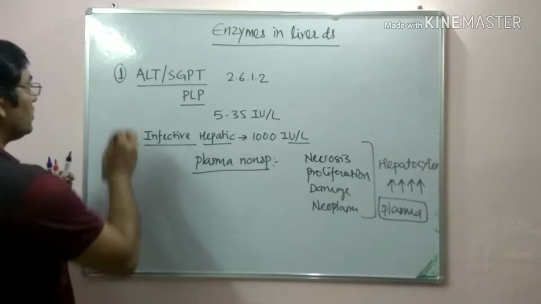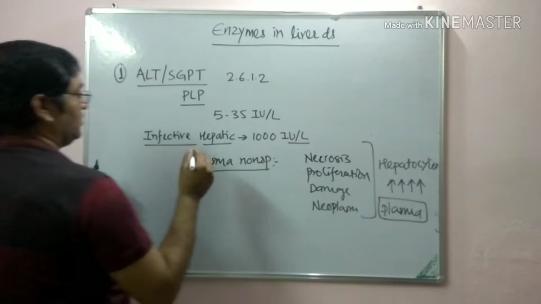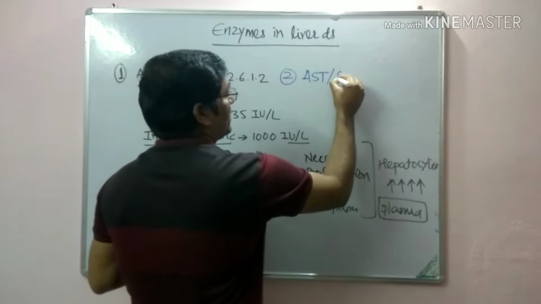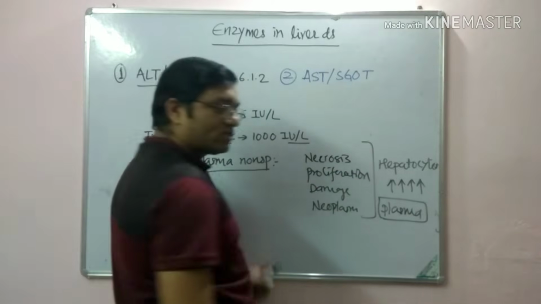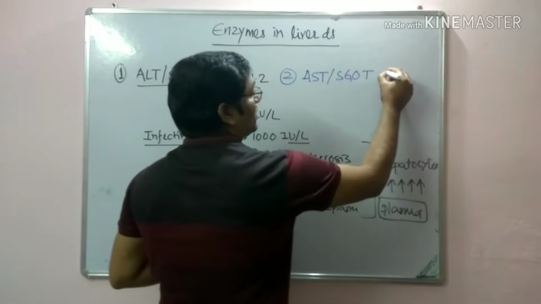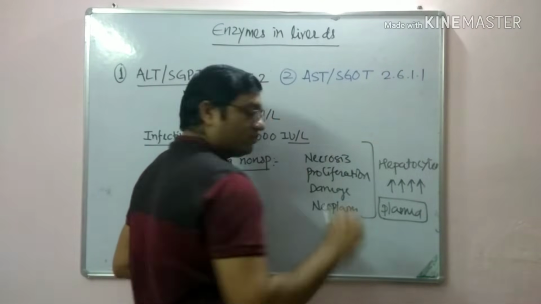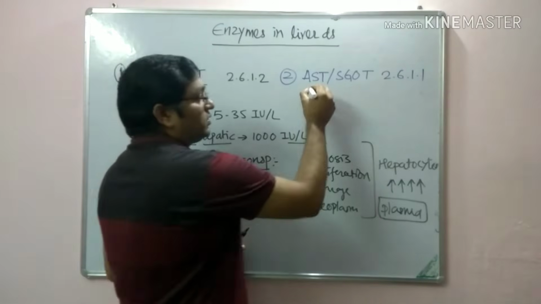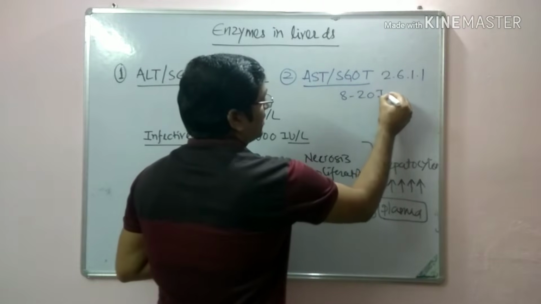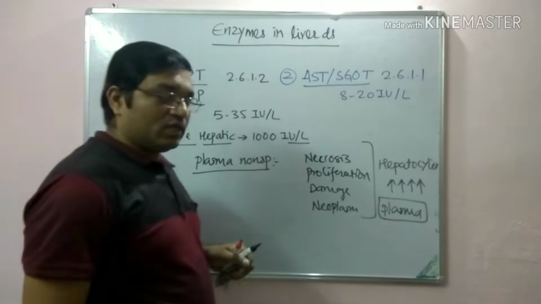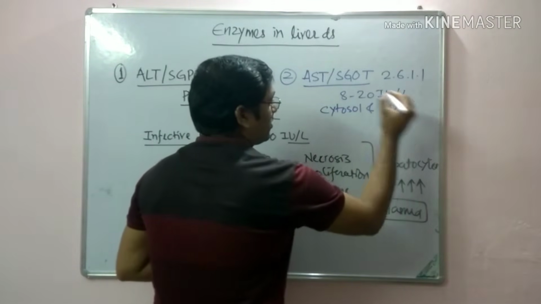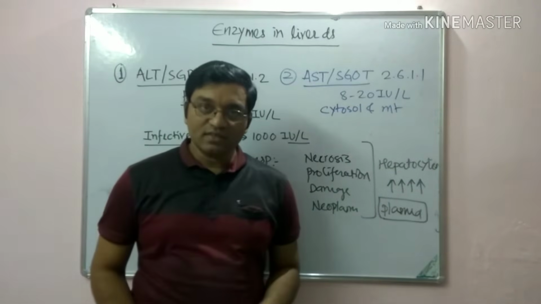Coming to the second important enzyme, that is AST or SGOT, serum glutamate oxaloacetate transaminase or aspartate transaminase. The enzyme commission number is 2.6.1.1. The normal level is 8 to 20 international unit per liter. It is distributed in cytosol and mitochondria of liver and heart.